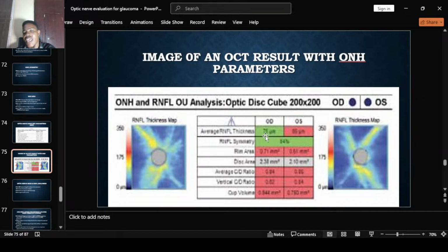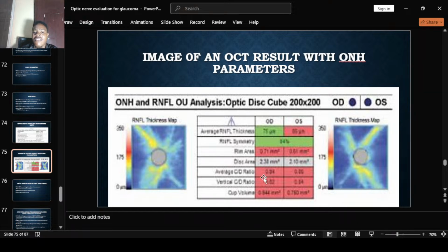This green here, which is 75 micrometers, shows that for the right eye, the average retinal nerve fiber layer thickness is fine. But when we look at the left eye, it is 65, and the color is red. So it shows us that there is something going on there. But when we look at the retinal nerve fiber layer symmetry, it is 84%, and this is fine. But when we look at the rim area, you see that the rim area is not within the normal limits. There is something wrong there. If you look at the disc area, you find that the color coding is gray.